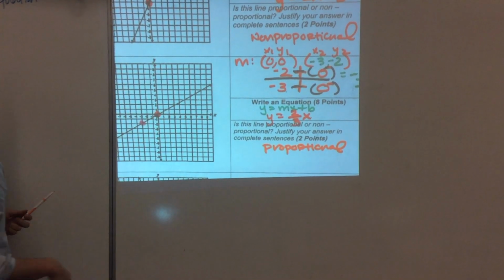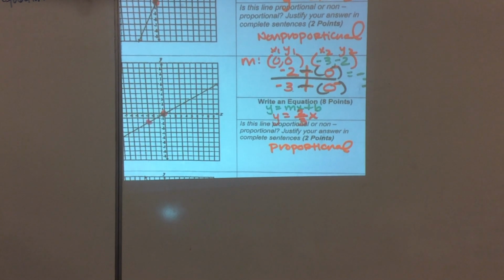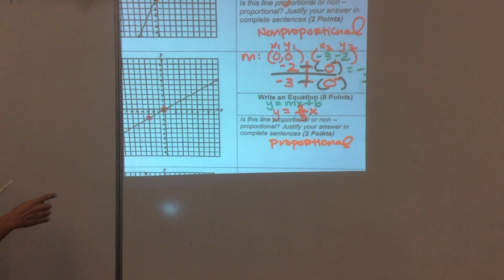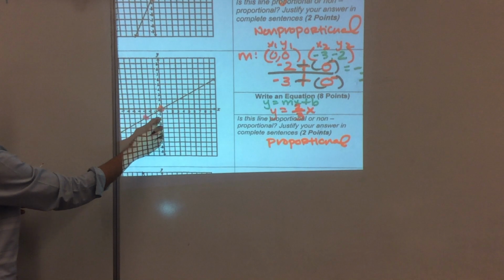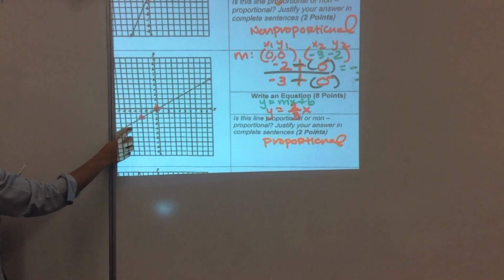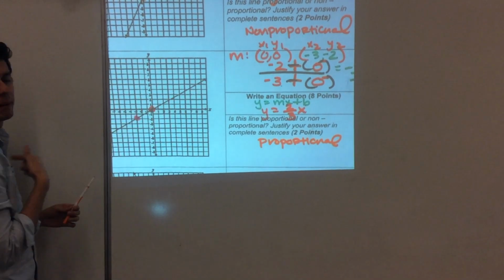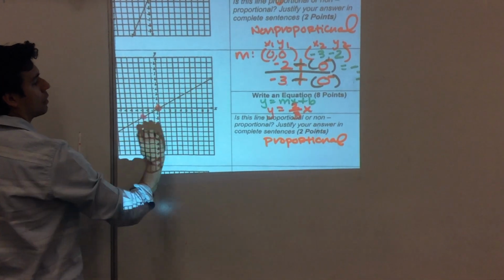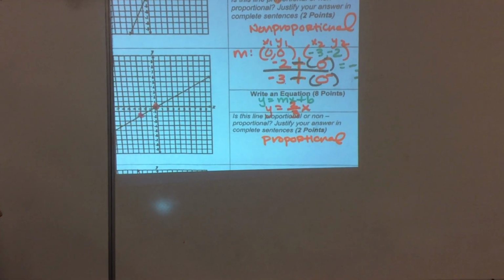Sorry, the graph was actually written incorrectly. But overall, it should be fine. If you go down 2, 3 to the left, yeah, there was a mistake. See, there's my mistake. I drew the line wrong. But that's the answer. Y equals 2/3 X.